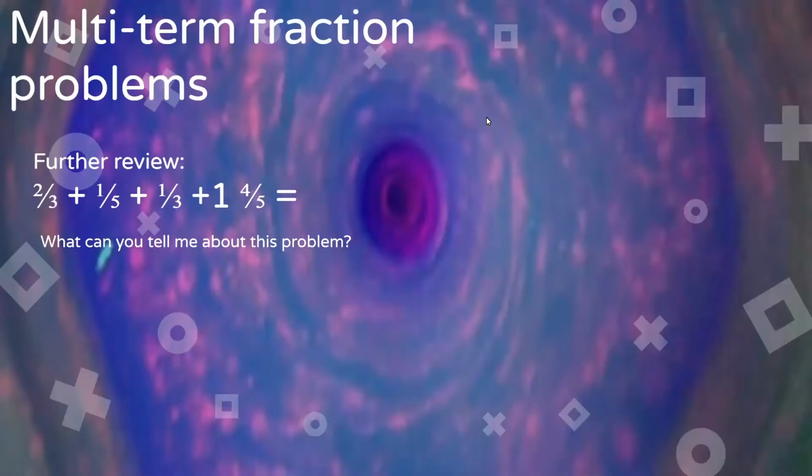What I'd like to do is do a little more review. I'm looking at a little bit of a problem here, and it's 2/3 plus 1/5 plus 1/3 plus 1 4/5. What I'm hoping is that you can identify something about this problem. And what will happen is it'll make it a lot easier to solve, I believe.